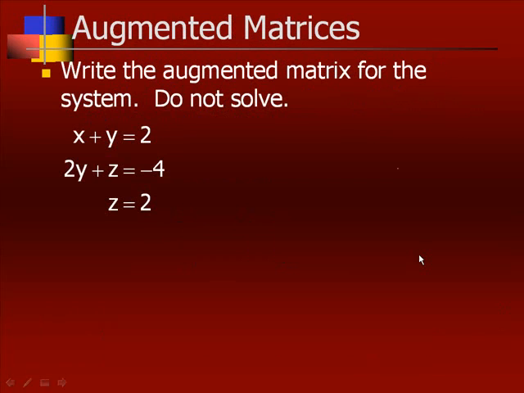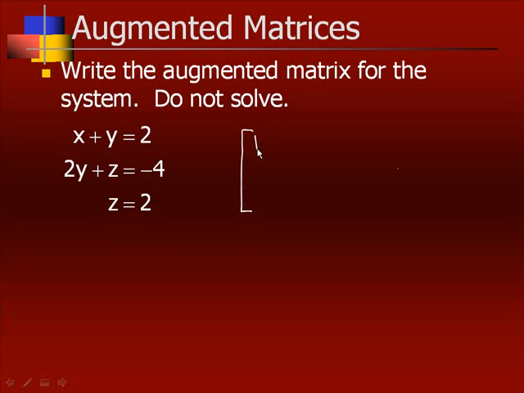So let's start with the basics. Write the augmented matrix for the system. Do not solve. So we look at that. We know there are 3 equations, so our matrix is going to have 3 rows. We know there are 3 variables. We've got an x, a y, and a z, and then we've also got a number column.